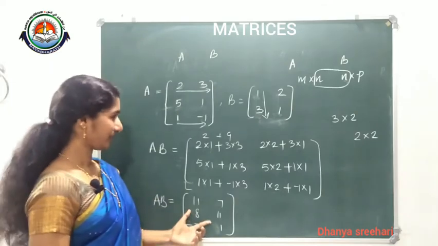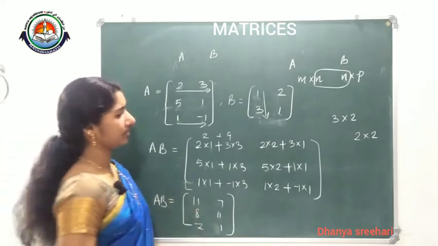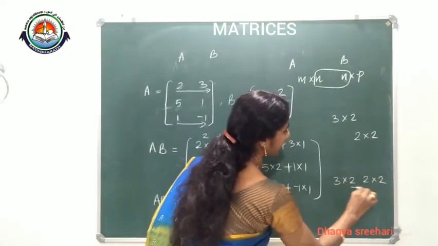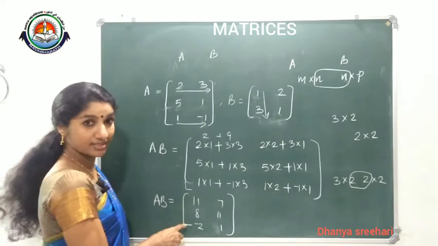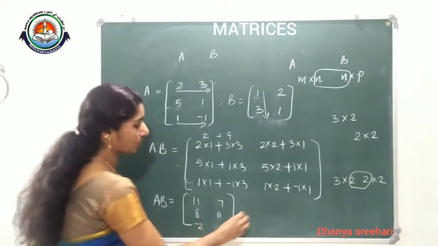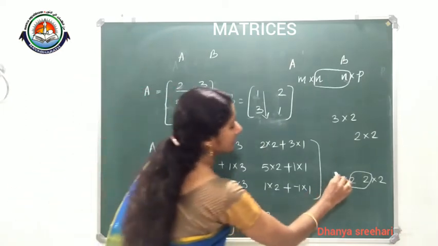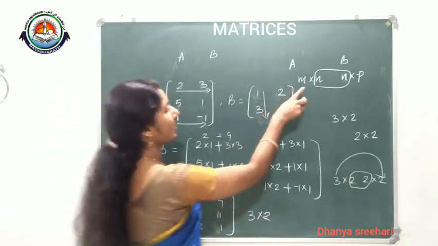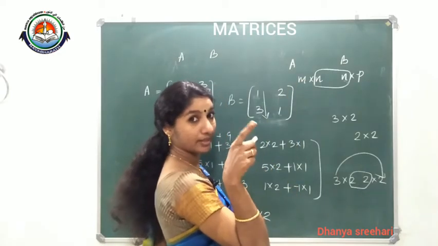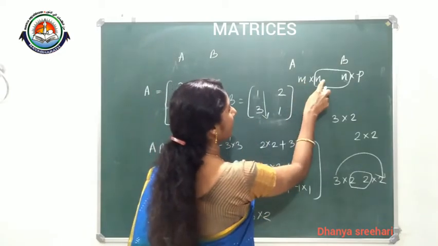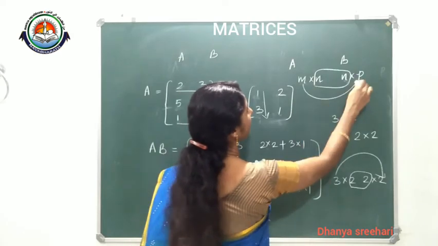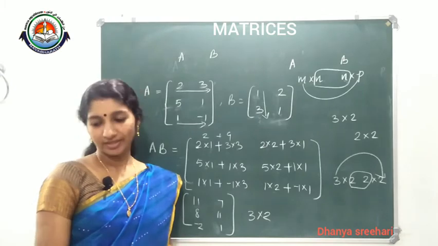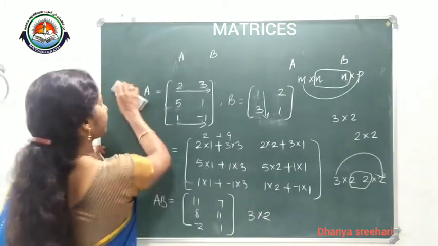Clear? Okay. Then see what about its order. We multiplied a 3 by 2 matrix with a 2 by 2 matrix. See what order we got for the answer: 3 rows and 2 columns, order 3 by 2. So when we take the product AB of an M by N matrix and an N by P matrix, its order will be M by P. So this thing we can write in general.